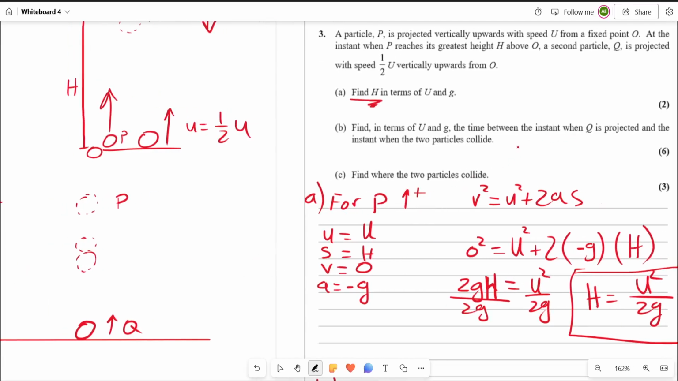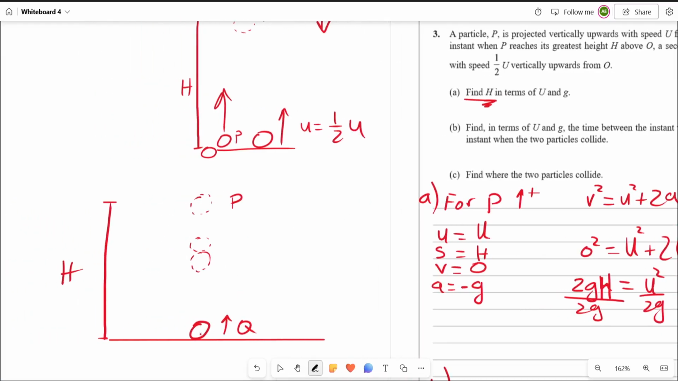The question wants us to find the time from the start, when Q was just projected, until the time they collide. The time that passed for P until collision is the same as the time that passed for Q until collision.